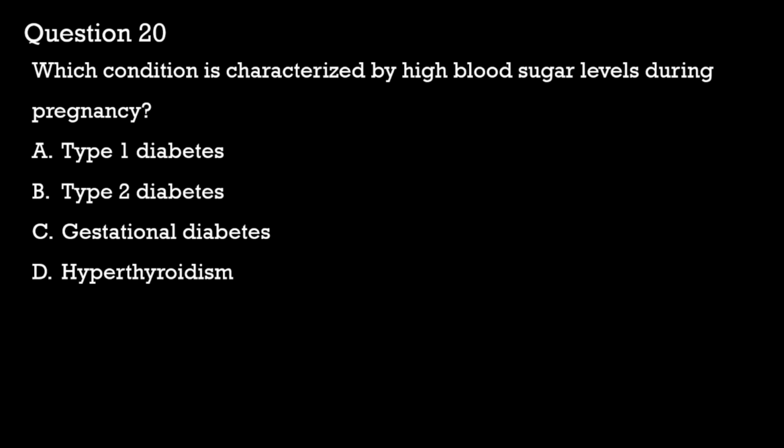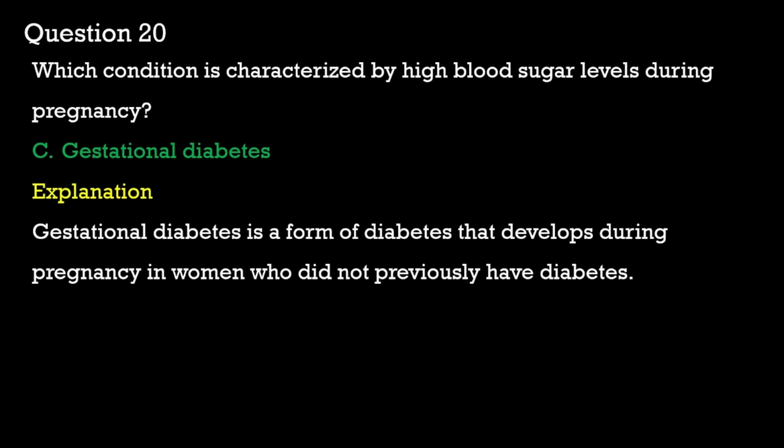Gestational diabetes is a form of diabetes that develops during pregnancy in women who did not previously have diabetes. It is characterized by high blood sugar levels due to hormonal changes that affect the insulin function in their bodies. Hyperthyroidism is a result of an overactive thyroid and it affects metabolism, but it is not directly linked to high blood sugar. So, based on the options we have, the answer would be option C. Gestational diabetes is characterized by high blood sugar levels that is triggered during pregnancy.